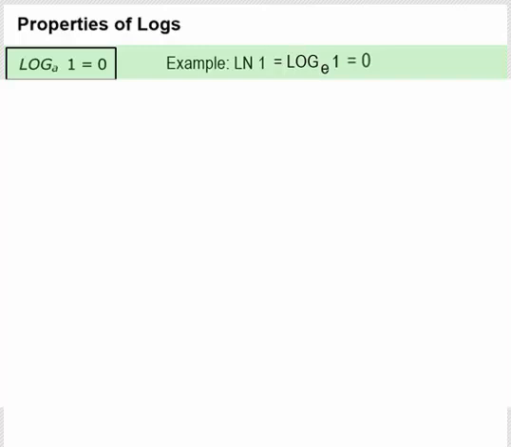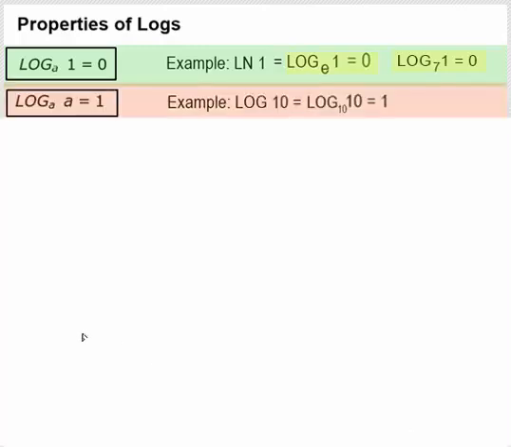So for example, natural log of 1 equals 0 since natural log is log base e, and we get log base e of 1 equals 0. And this applies to any base, so we could have log base 7 of 1, we get 0. Also base 10 log of 1 is 0. Log using any legitimate base of 1 will equal 0.